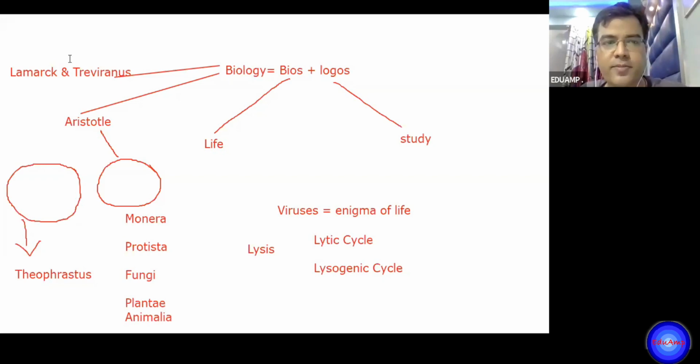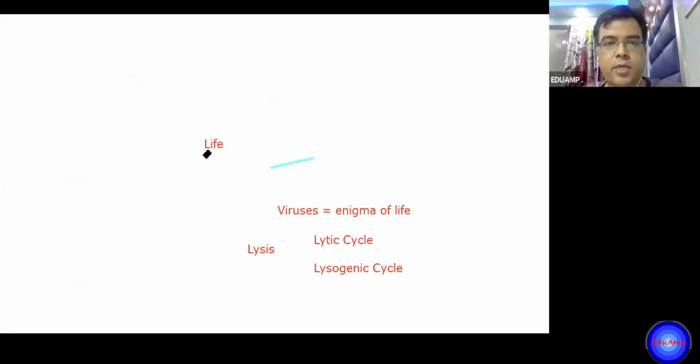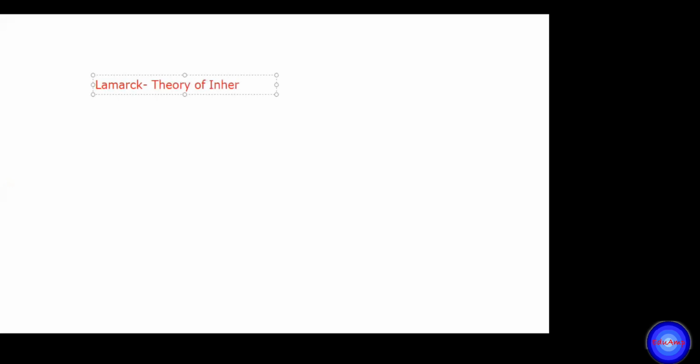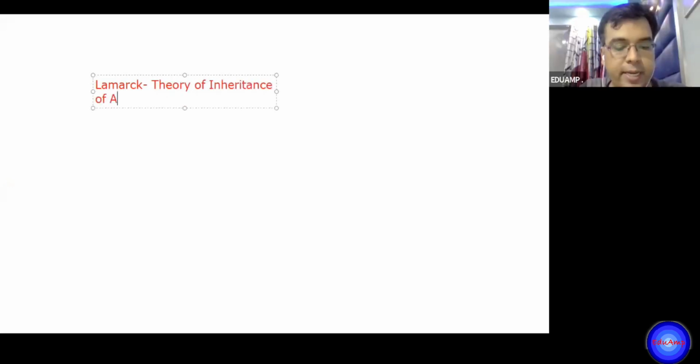Why was this person important? This person Lamarck was the one who gave a theory which was very prominent in evolution. If you allow me to erase this, because I need some space to write. Okay, now let's talk about Lamarck, since it is in your class 12th academic syllabus also. So Lamarck was the one who gave a theory. This is called the theory of inheritance of acquired characters. Now, this theory was very important, and what he said was also very important.